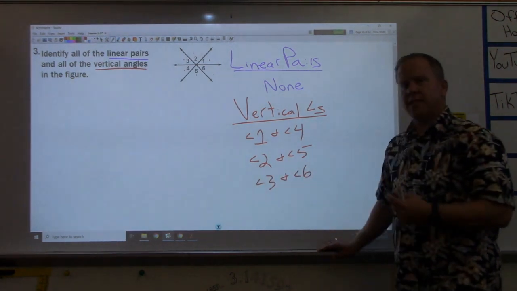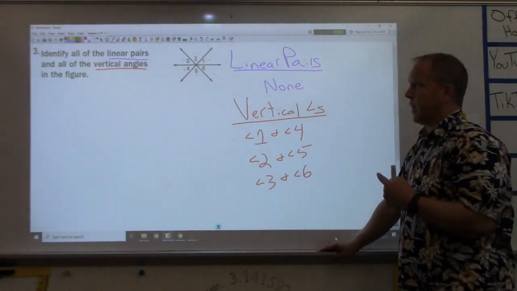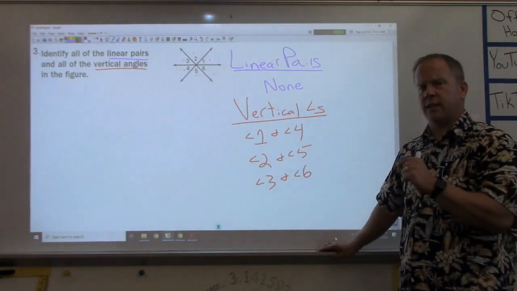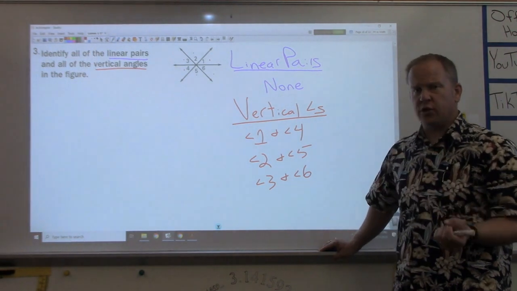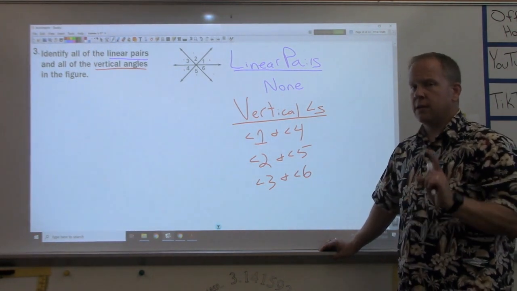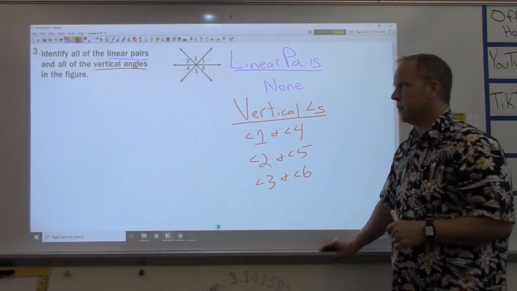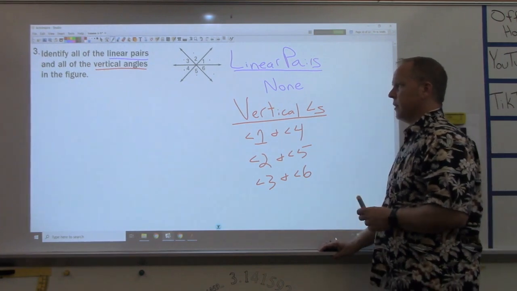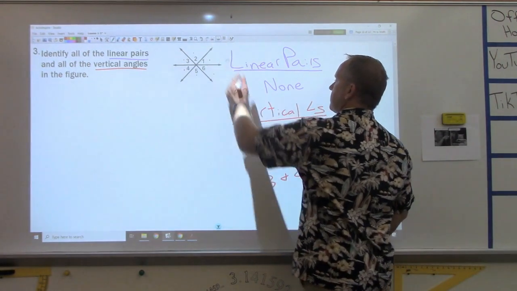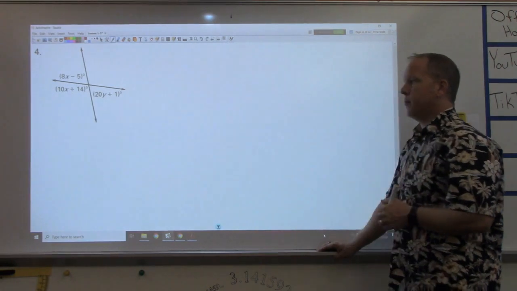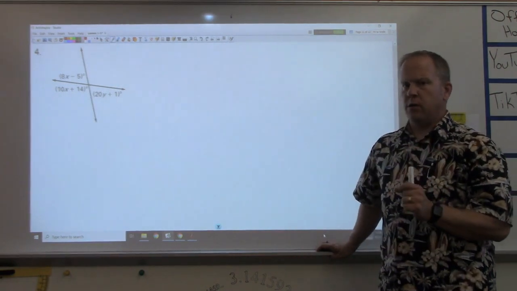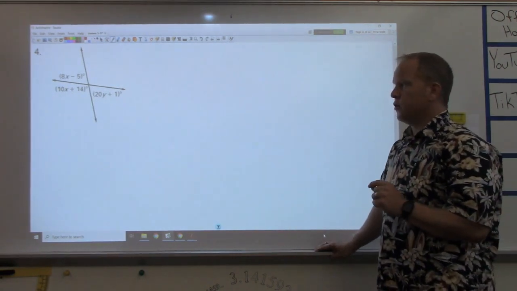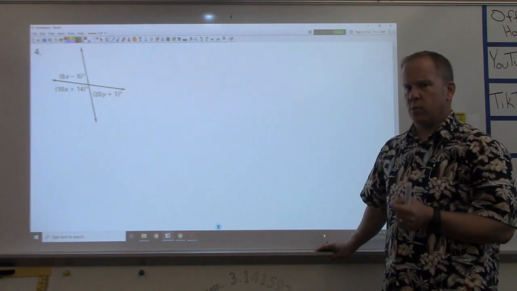There's your vertical angles. This time there was 3 pair of vertical angles because I had more intersecting lines. The more intersecting lines you have, the more potential you have for vertical angles. Potential, not guaranteed. That is number 3. Number 4. Now this one's going to really make you think. I told you to solve for x and solve for y.